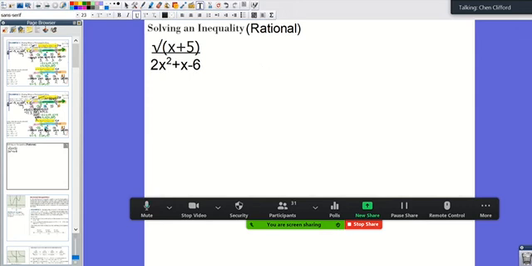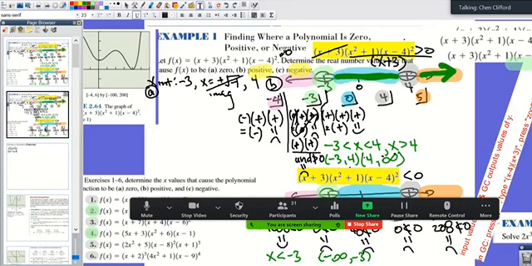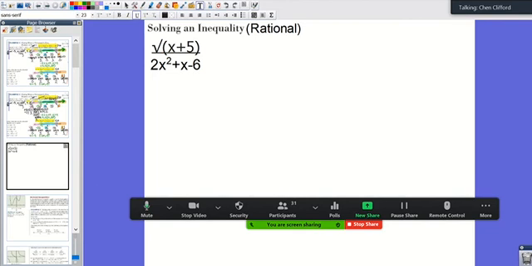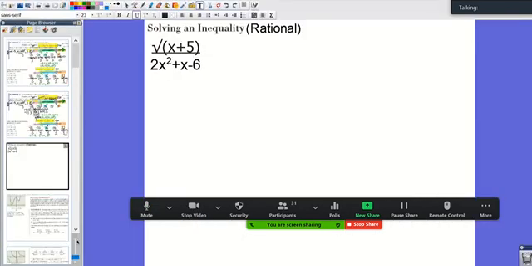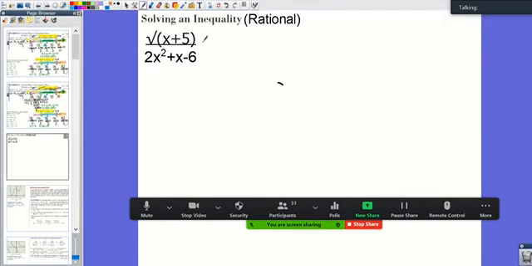The majority of this problem is going to actually look like this. Okay, it's going to look like that. Let's say we're trying to find out where it is greater than 0. Let's say we're trying to find out whether it's greater than 0. How about greater than or equal to 0?